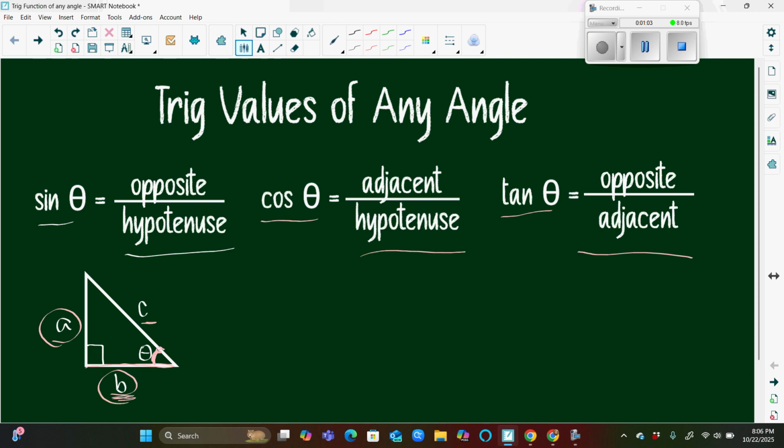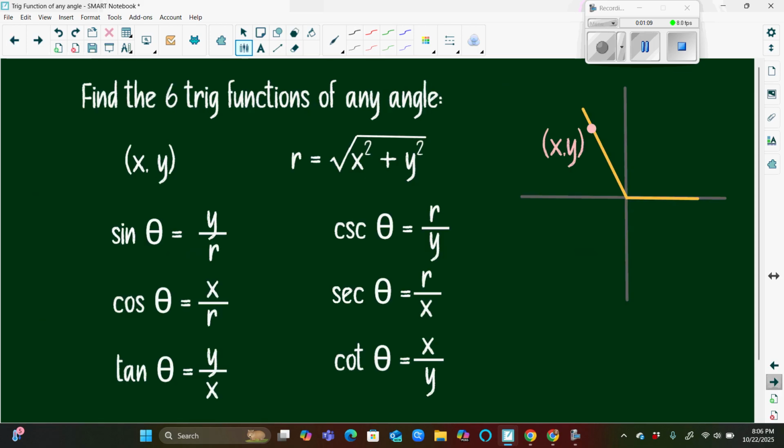So let's see how these relate to the 6 trig functions that we talked about when we did the unit circle. The 6 trig functions that we have are sine, cosine, tan, cosecant, secant, and cotan. And from the unit circle, the sine was the y value, cosine is the x value, tan is y over x, and cosecant is the reciprocal of sine, which was 1 over y. Secant is a reciprocal of cosine, 1 over x, and cotan is x over y.